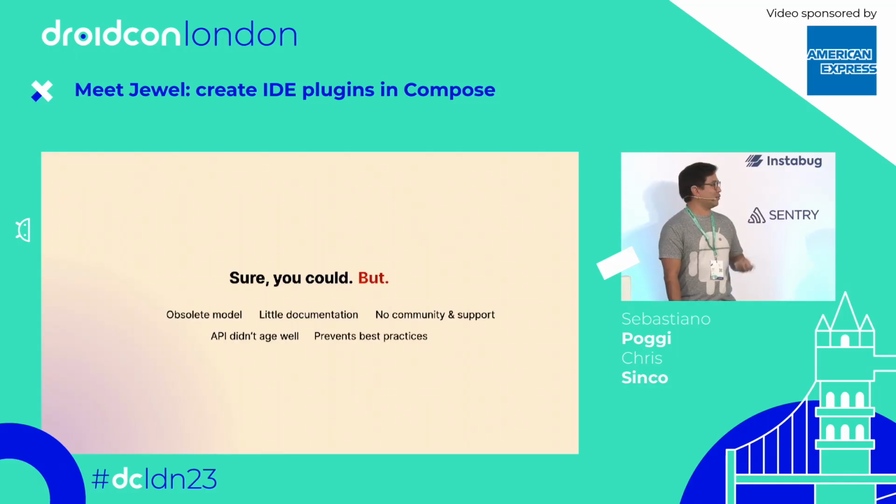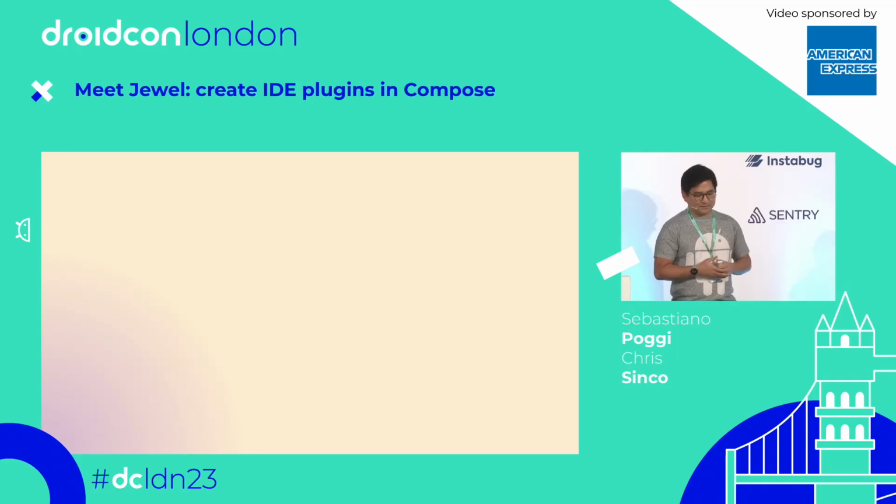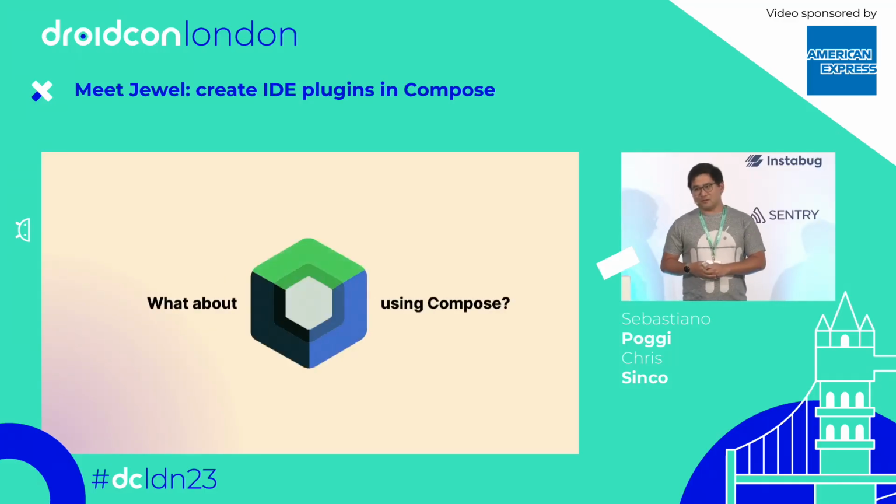And then I think, more importantly, for us, within Android Studio specifically, it really prevents us from following best practices when we're building UI. When you're building with Swing, it ends up being very stateful, and you can't separate concerns very cleanly. And so that causes a lot of bugs, causes a lot of pain, headache, etc. So what about using Compose?